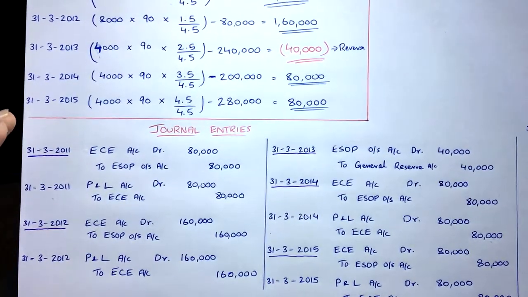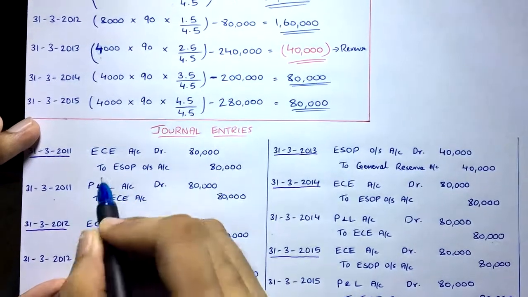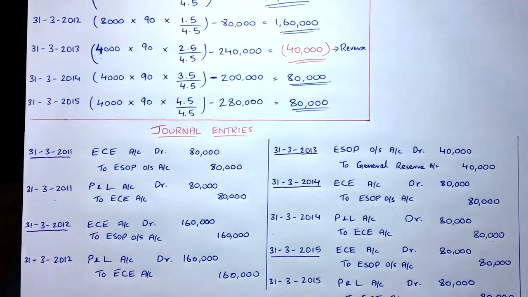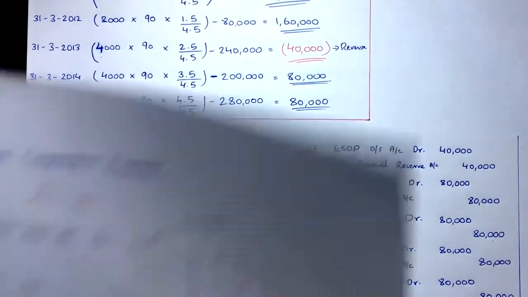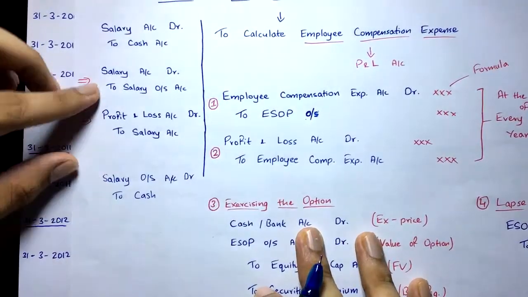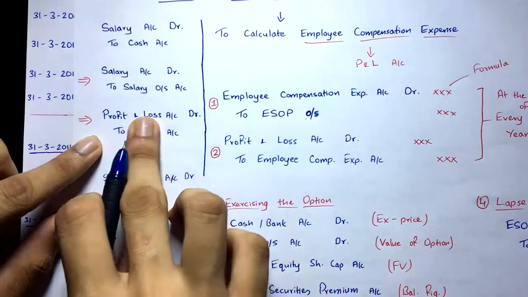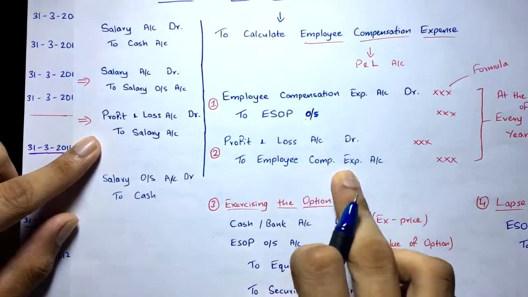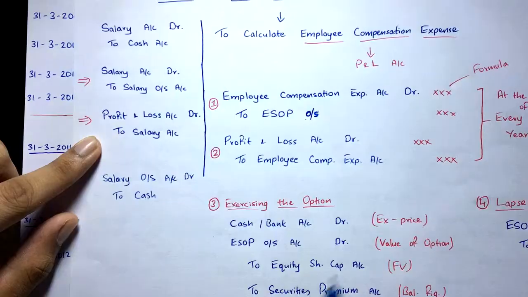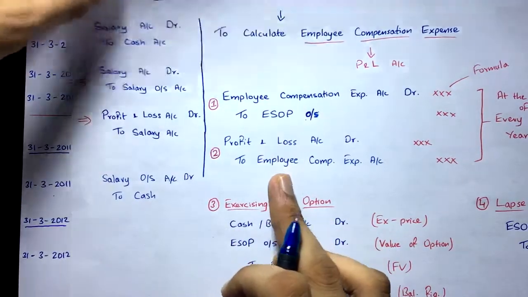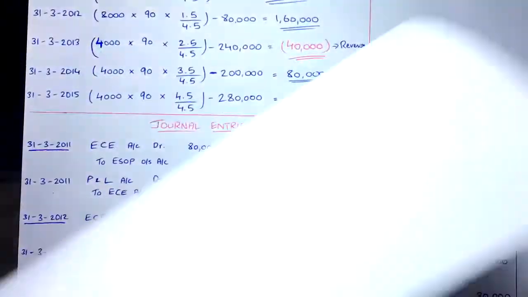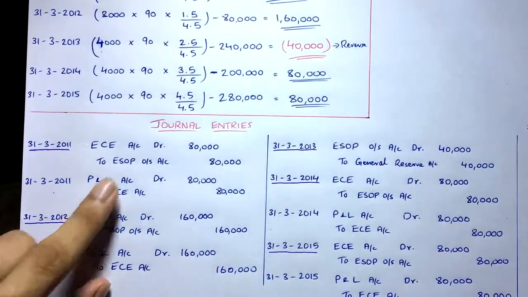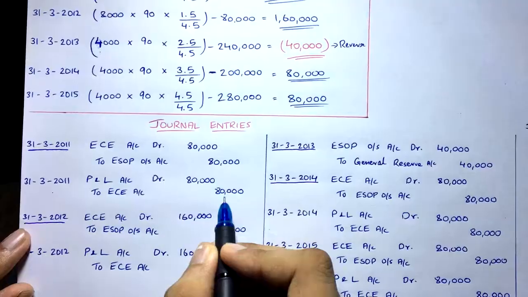Right. So ECE account debit 80,000 to ESOP outstanding account 80,000, and then what do you do at the end of every year? You transfer the nominal accounts to profit and loss. I have told you, right? Even in salary, whether you pay the salary or not, you have to transfer the salary account to profit and loss. Similarly here, employee compensation expense is what? A nominal account. So that has to go to profit and loss. So debit will be equal to credit and will get cancelled out, and it will go to the profit and loss account. Right, so profit and loss account debit 80,000 to ECE account 80,000, simple.